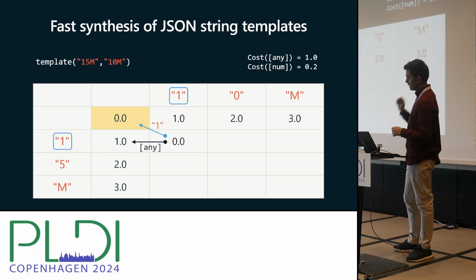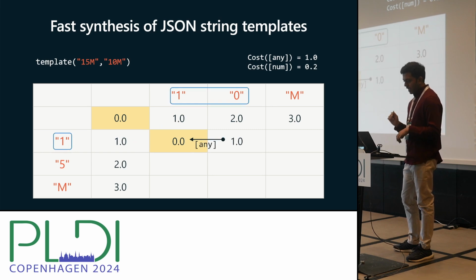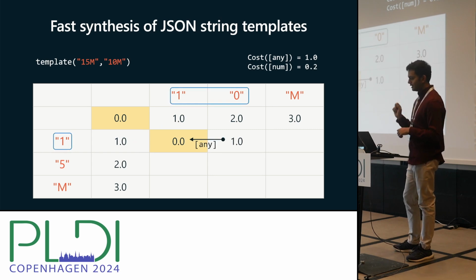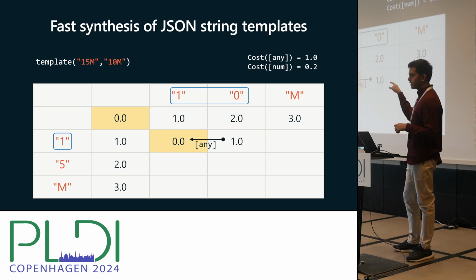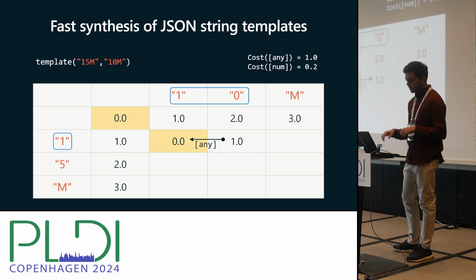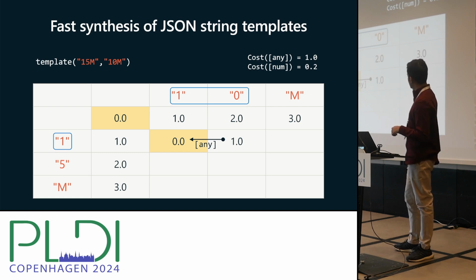For the next cell, we notice that both the strings have the same exact character and therefore can match without any additional cost, which is cheaper than matching with any token either from left or from top. Now this is where it gets more interesting, as we try to match the first two characters, which are the 1 and 0, with the first character 1 in the 15M string. In the traditional string edit distance algorithm, you match with any for the left side for the character 0 with a cost of 1.